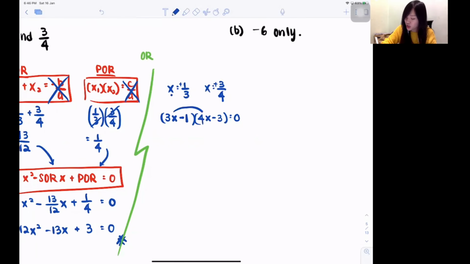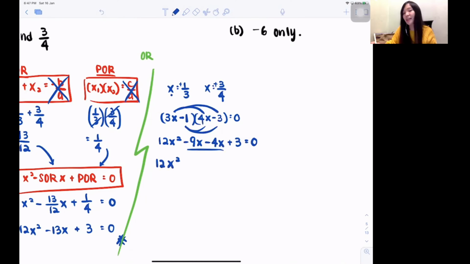Expand the bracket. 3 times 4, 12, x squared. 3 times 3, 9x. Negative 1 times 4x, negative 4x. Negative 1 times negative 3, negative times negative is positive, 1 times 3, 3. Isn't it equivalent to 0? Those I can combine, I combine, yeah? Negative 9 minus 4, negative 13x plus 3 equals 0.